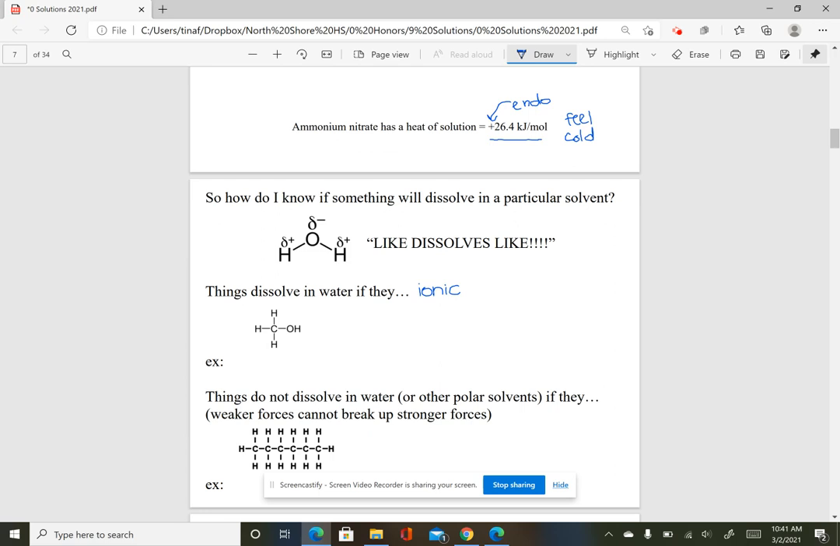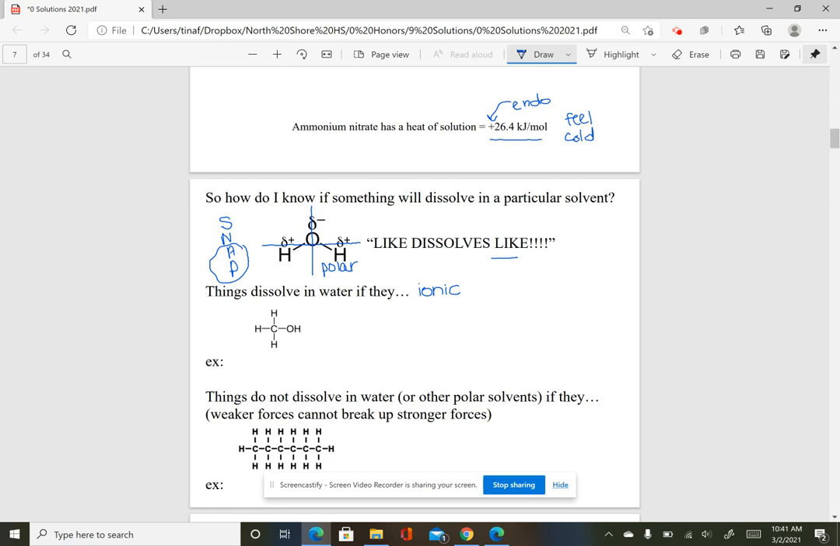If I think about the symmetry of a water molecule, it is symmetrical if I cut it in half this way, but it's asymmetrical if I cut it in half this way. So when I have an asymmetrical molecule, that means I have a polar molecule. Like dissolves like means that they have to have the same polarities to mix with each other.